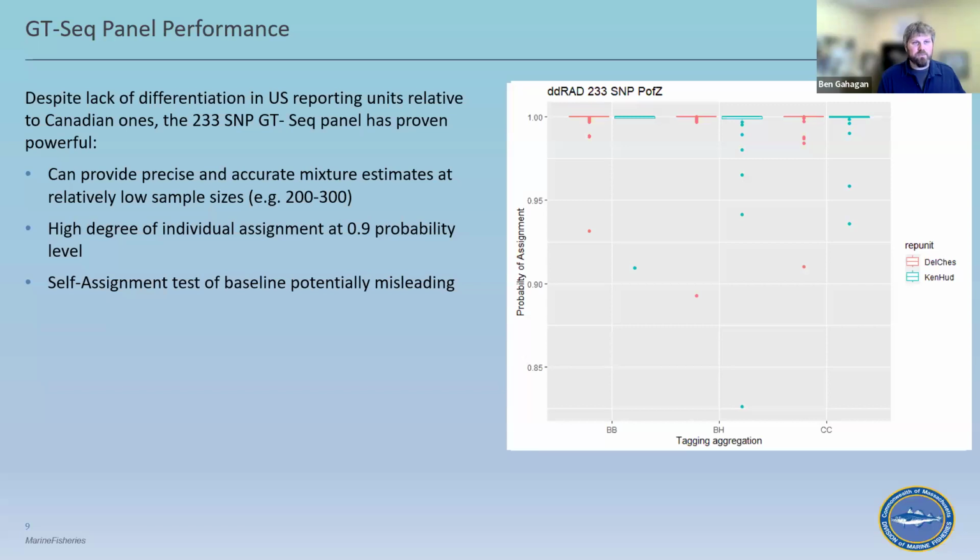And these are box plots, but you just see the outliers coming down. The takeaway here is that almost all samples had a greater than 90% probability of assignment to an individual population, or reporting unit. So this performed really, really well. We're really excited about that for reasons that'll come clear later.